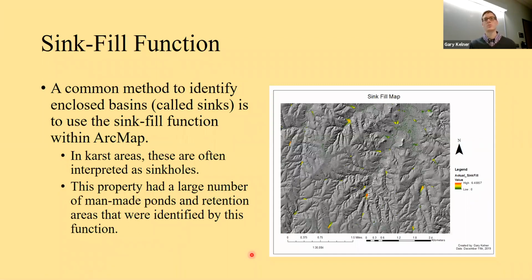The sink fill function was also used. This is a common method to identify enclosed basins, also called sinks, and is used with the sink fill function tool within ArcMap. When looking in karst areas, these are interpreted as sinkholes. This property had a large number of man-made ponds and retention basins, which were also identified with this function, which are these colorful features as seen on this figure on the right.